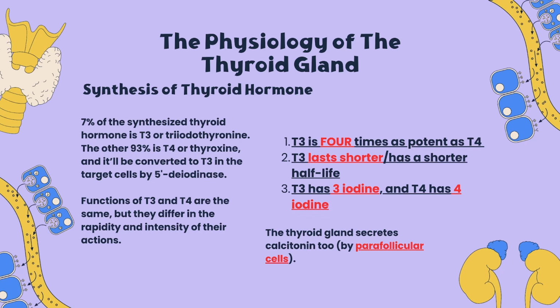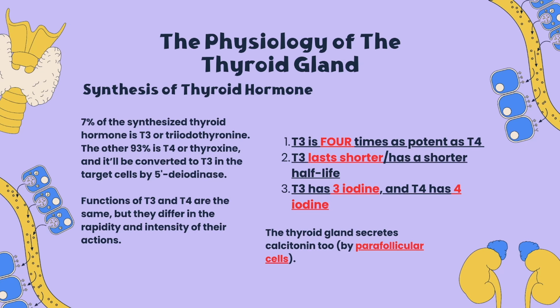T3 has 3 iodine and T4 has 4 iodine, so T3 has 3, T4 has 4. And here's the third secretion that we're not going to be talking much about, calcitonin. The thyroid gland also secretes calcitonin, which decreases the calcium in the blood.